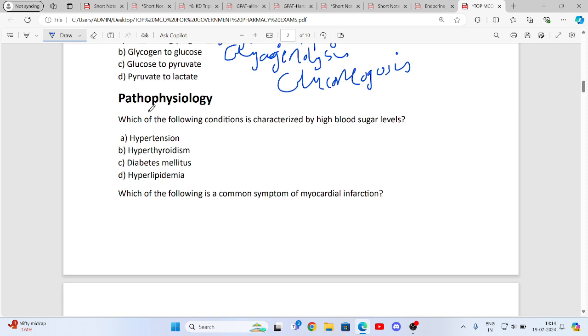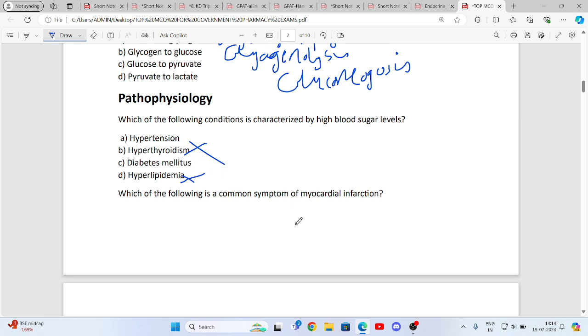The next question we have from pathophysiology. Which of the following conditions is characterized by high blood glucose level? Diabetes insipidus, diabetes mellitus, hyperlipidemia, hyperthyroidism. Obviously thyroidism is associated with thyroid hormones. Lipidemia is associated with HDL, LDL, chylomicrons. Diabetes insipidus is associated with ADH, antidiuretic hormone. So the right answer will be diabetes mellitus.